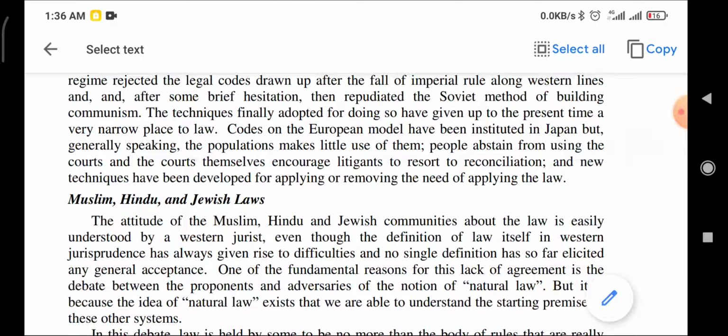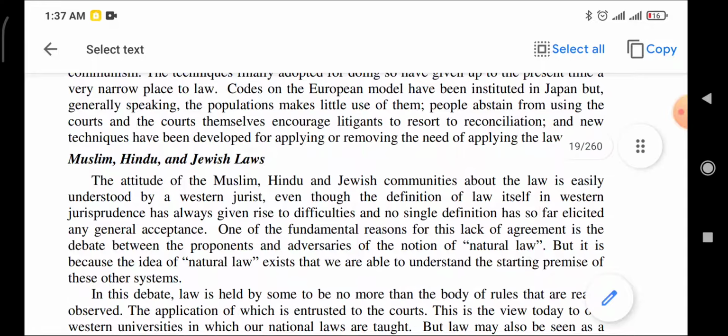The attitude of Muslim, Hindu and Jewish communities about the law is easily understood by a Western jurist, even though the definition of law itself in Western jurisprudence has always given rise to difficulties, and no single definition has so far elicited any general acceptance. One of the fundamental reasons for this lack of agreement is the debate between the proponents and the adversaries of the notion of natural law. But it is because the idea of natural law exists that we are able to understand the starting premise of this other system.